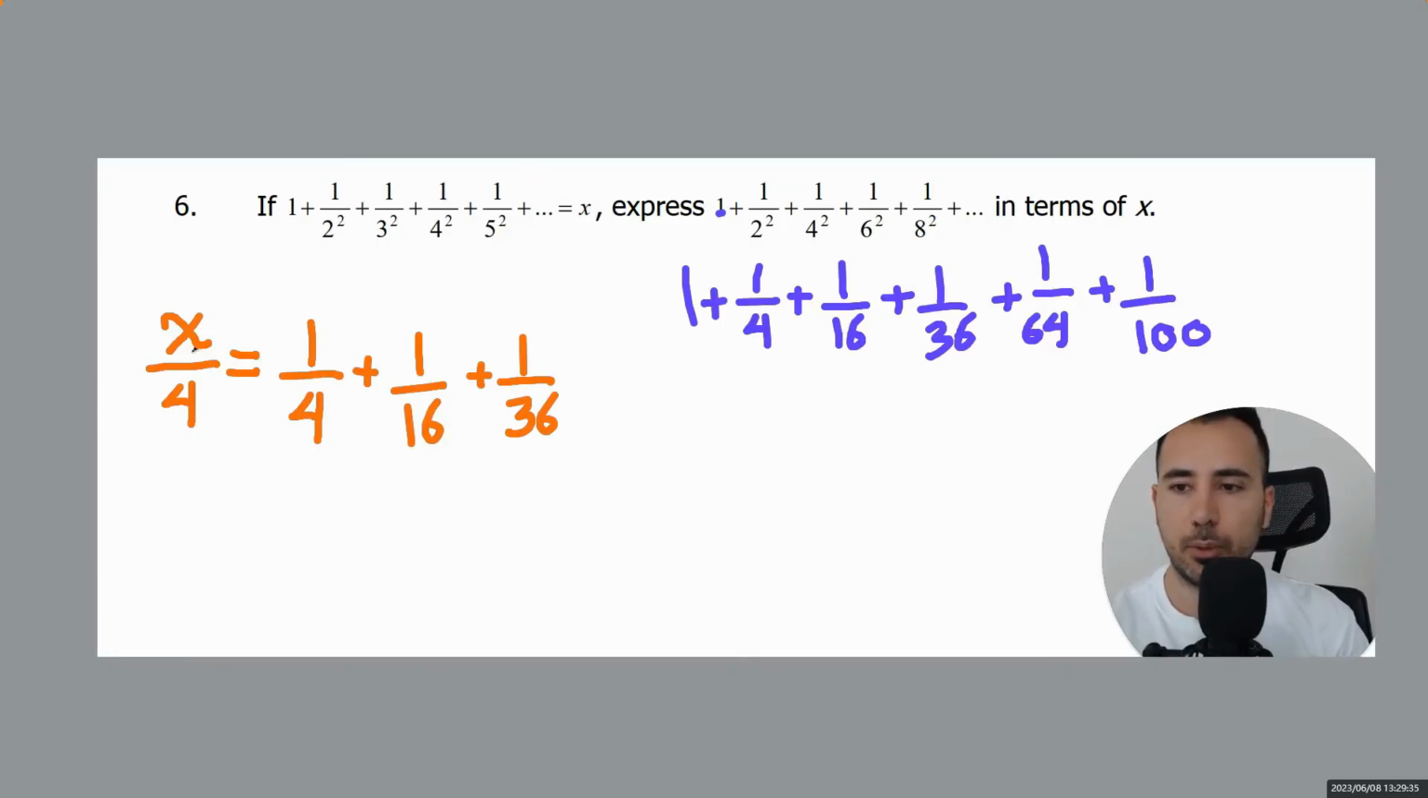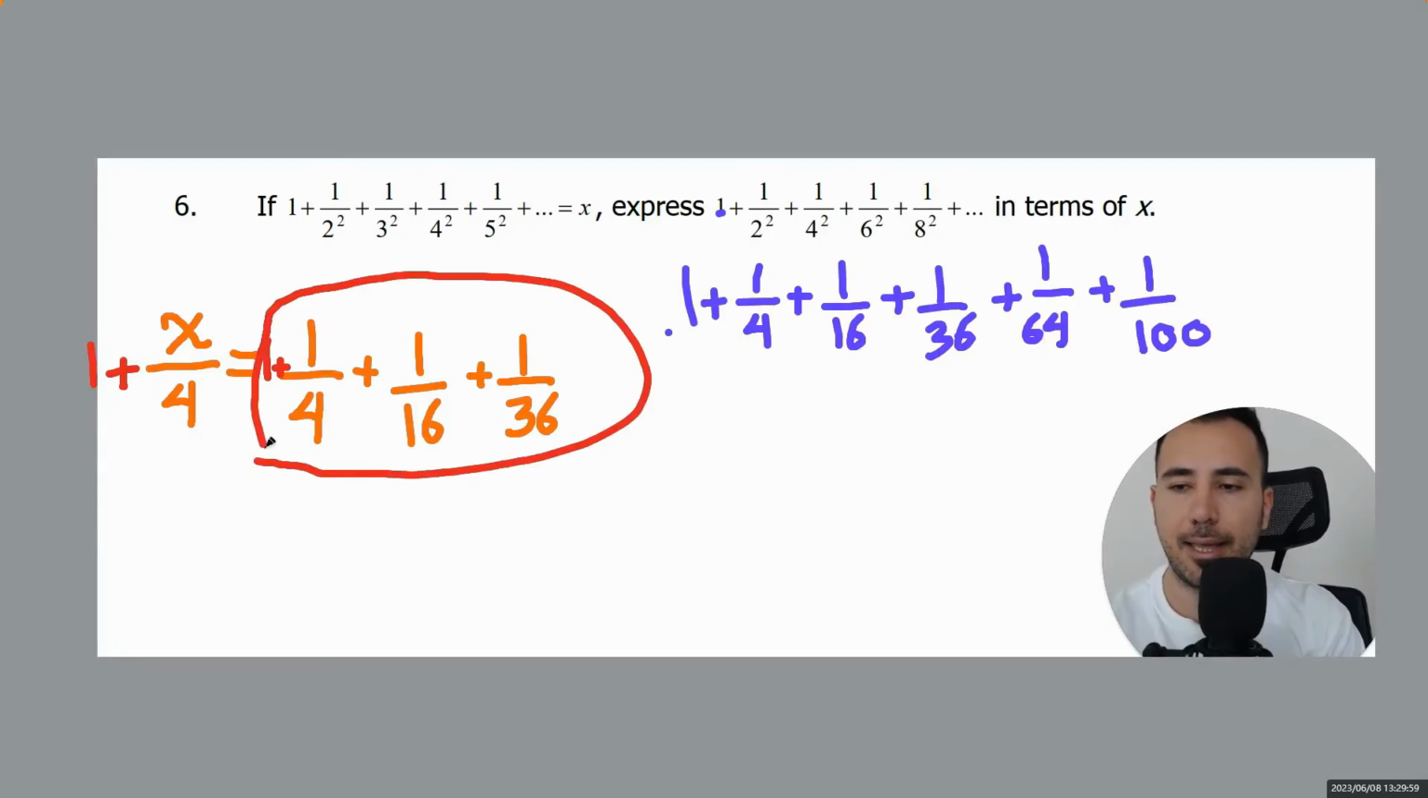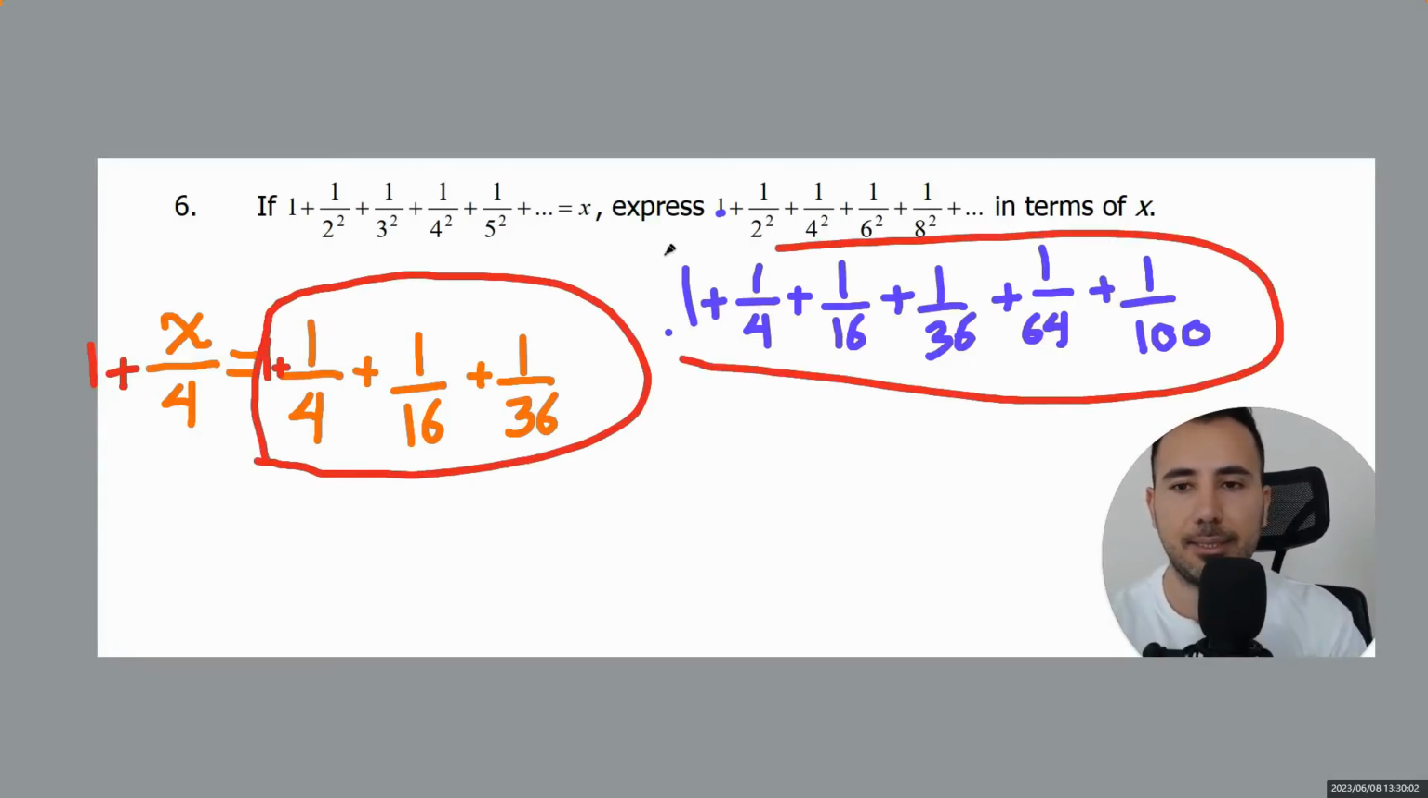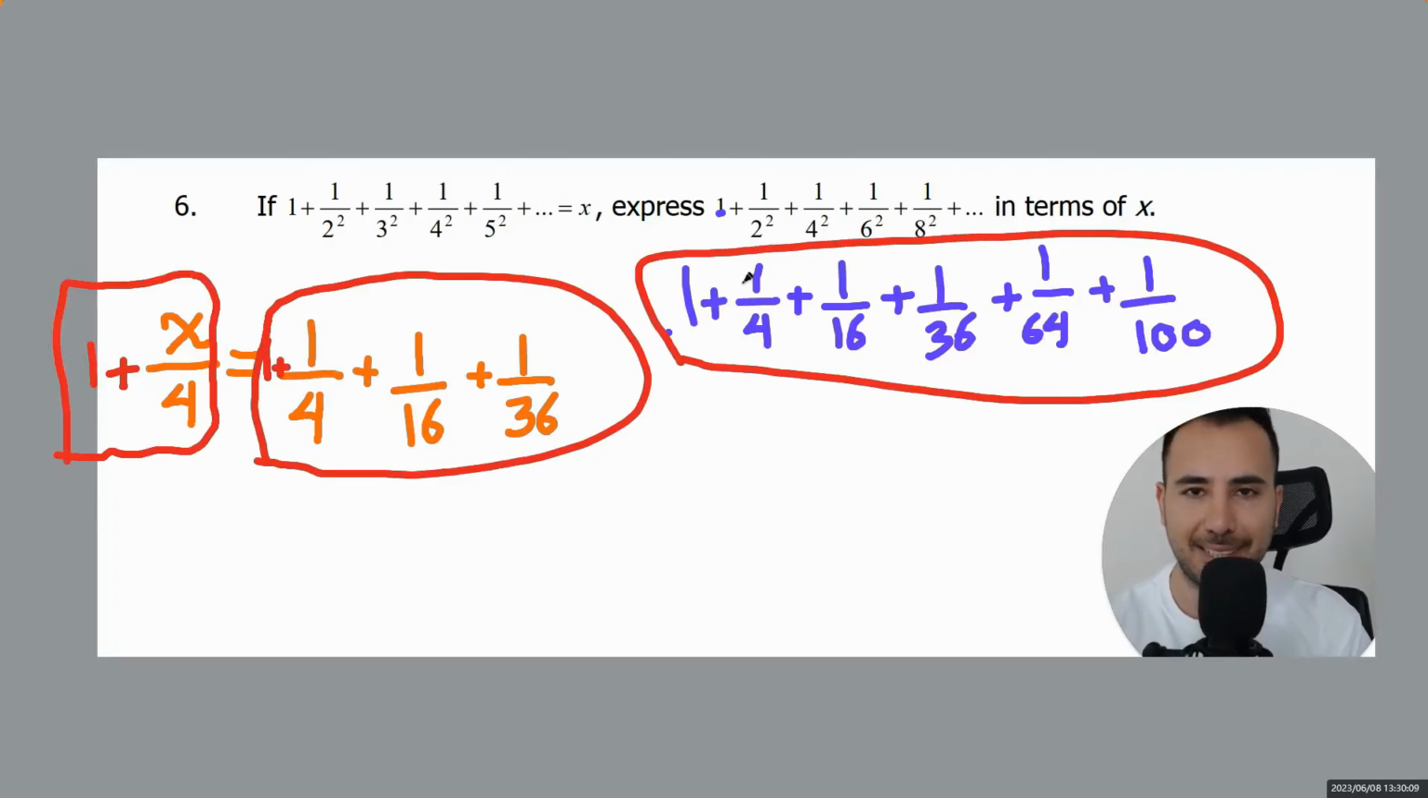So this one, x over 4, looks like this one, but this one is lacking. So this one doesn't only have this one. We need to add this. So to both sides of the equation, I'm going to add 1 here, 1 plus 1 here, and 1 plus 1 to here. Now, this and this are absolutely the same. So we expressed it in terms of x. 1 plus x over 4 is the answer.